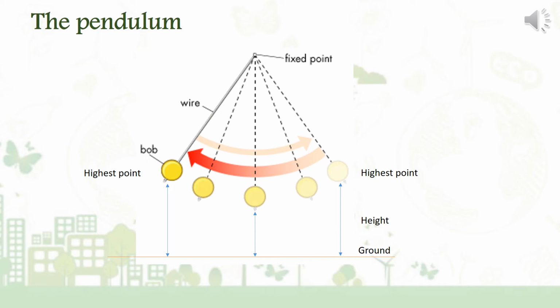Therefore, in the past, this pendulum was used to keep time because it is continuously moving when there is no other friction. So they were using this to keep the time. In most of the clocks you can see this pendulum is there.